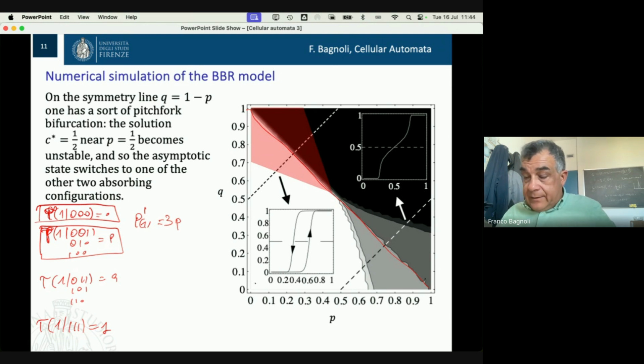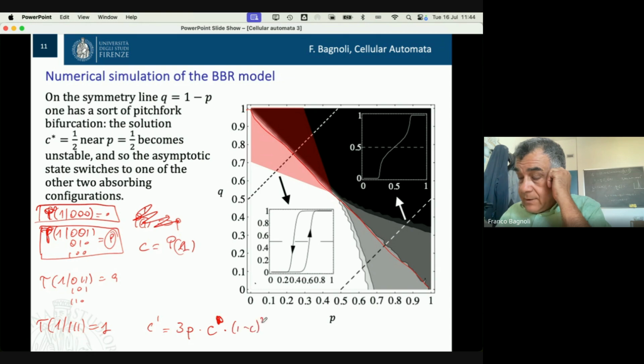So let's assume that we call C, as usual, the probability of a 1. So C prime is given by 3 times P, this parameter, times the probability of observing 2 zeros and 1 one, so it is C times (1 minus C) squared, 2 zeros and 1.